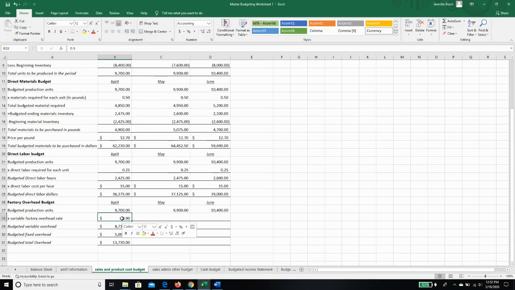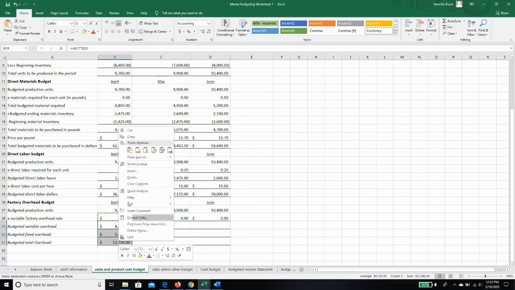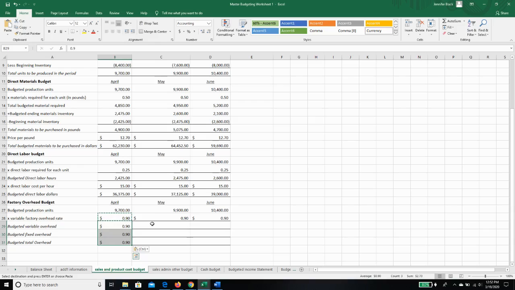Okay, I'm going to copy over my rate and I'm going to copy over actually my formulas as well. Yikes, we better undo that. Copy. Okay, so my formula here takes my 9,900 times 0.9, and here it takes 10,400 times 0.9. That gives me my budgeted variable overhead. My budgeted fixed overhead is going to be that 5,000 of depreciation. So my total budgeted overhead for May is 13,910, and for June is 14,360.